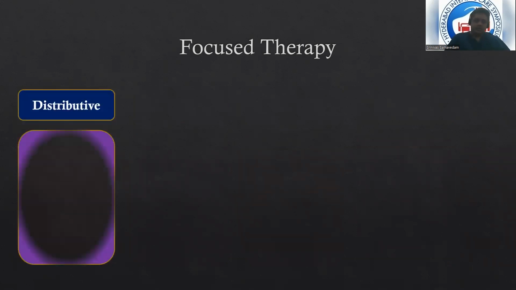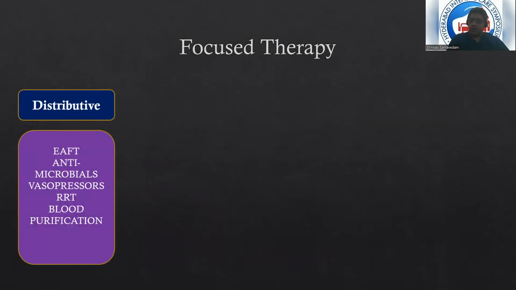And what focused therapy can you do for the shock based on the etiology? For distributive shock, you look at early aggressive fluid therapy and then go conservative, early appropriate antimicrobial therapy, judicious use of vasopressors, early initiation of RRT with appropriate indications, and of course, sometimes you may have to do blood purification like plasma exchange and CRRT.